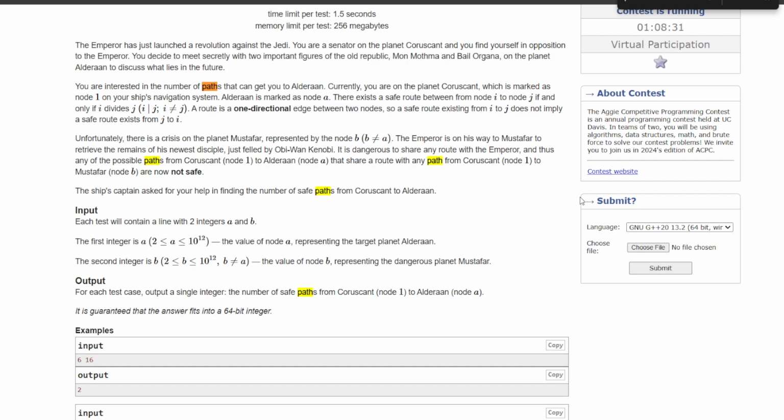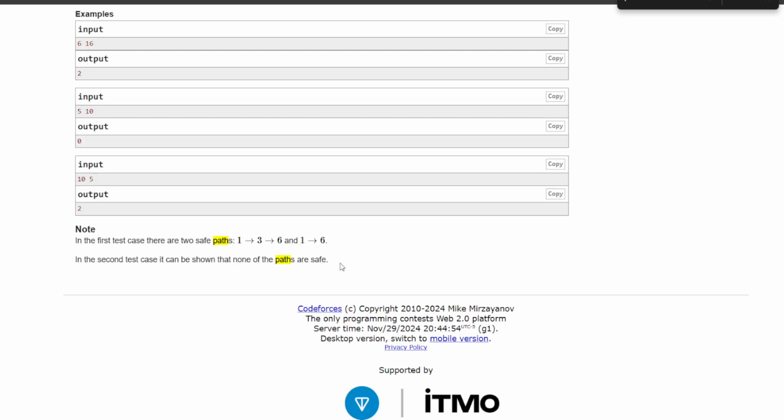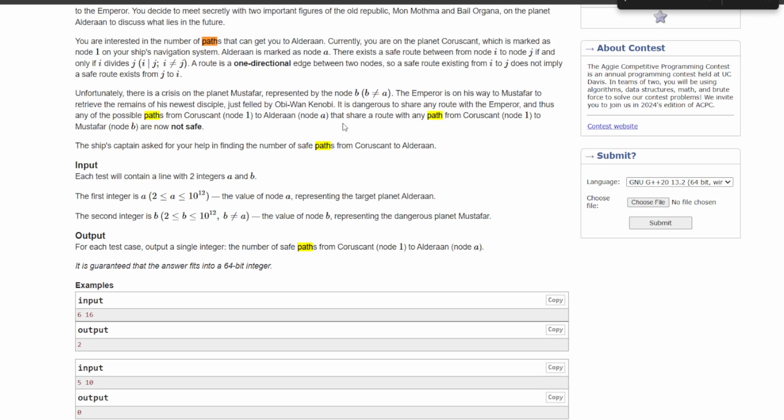Because you can only move to a number that is a factor, and you can only get to a factor of a factor. Yeah, because a factor of a factor is a factor. So any of the paths from 1 to A that share a route with any path from 1 to B is safe.